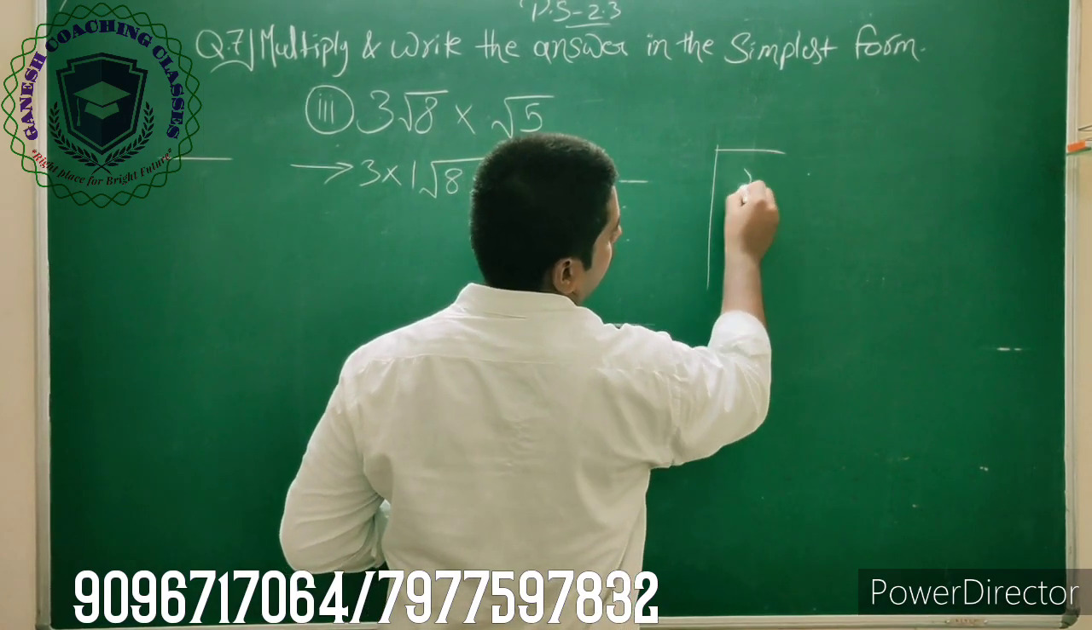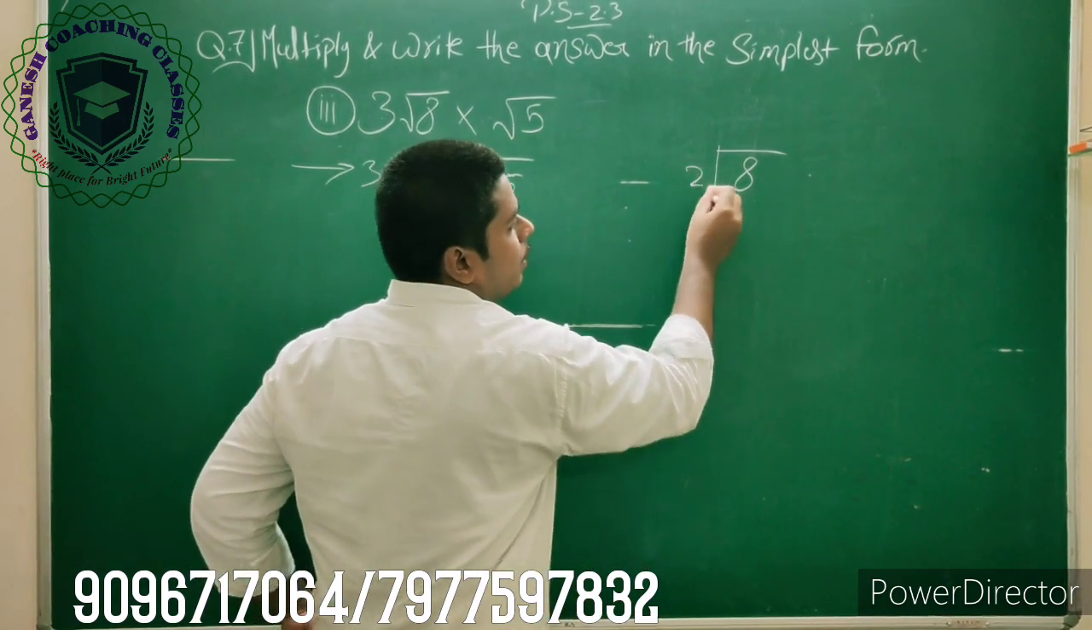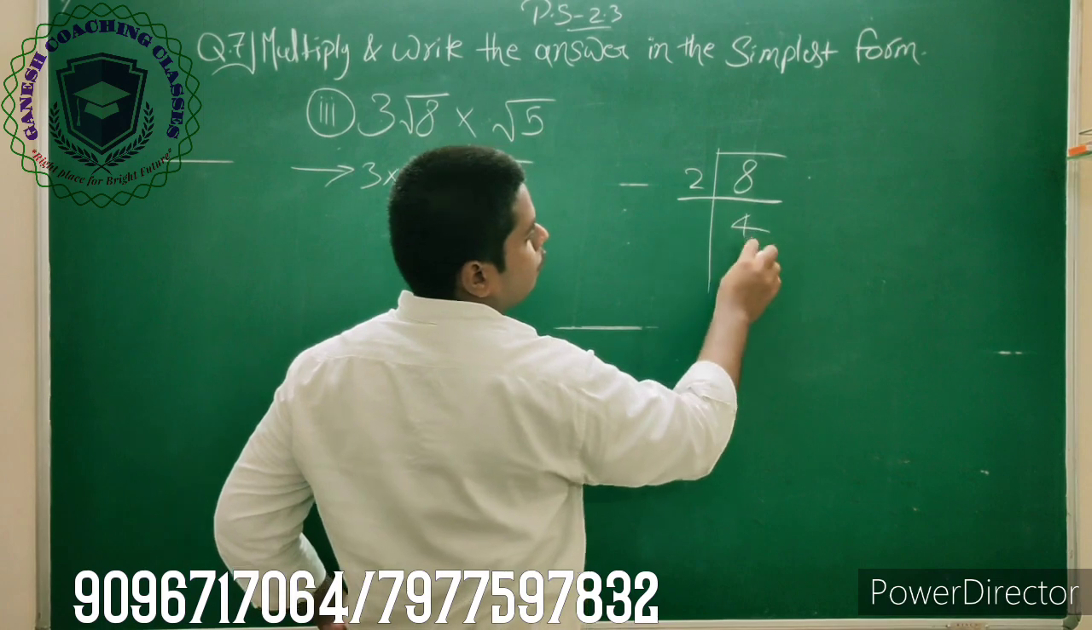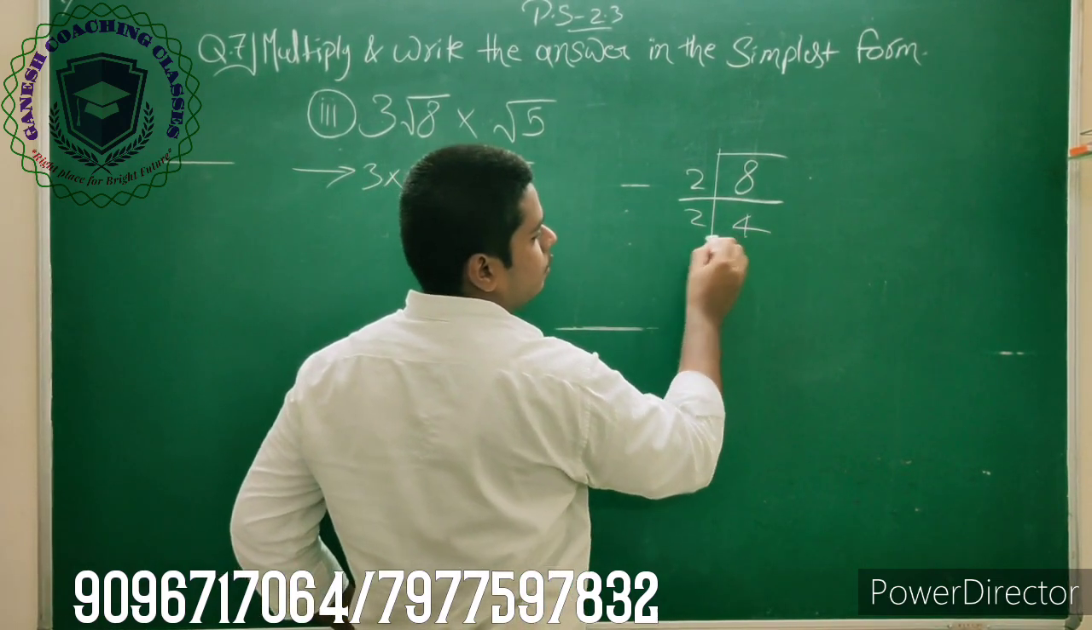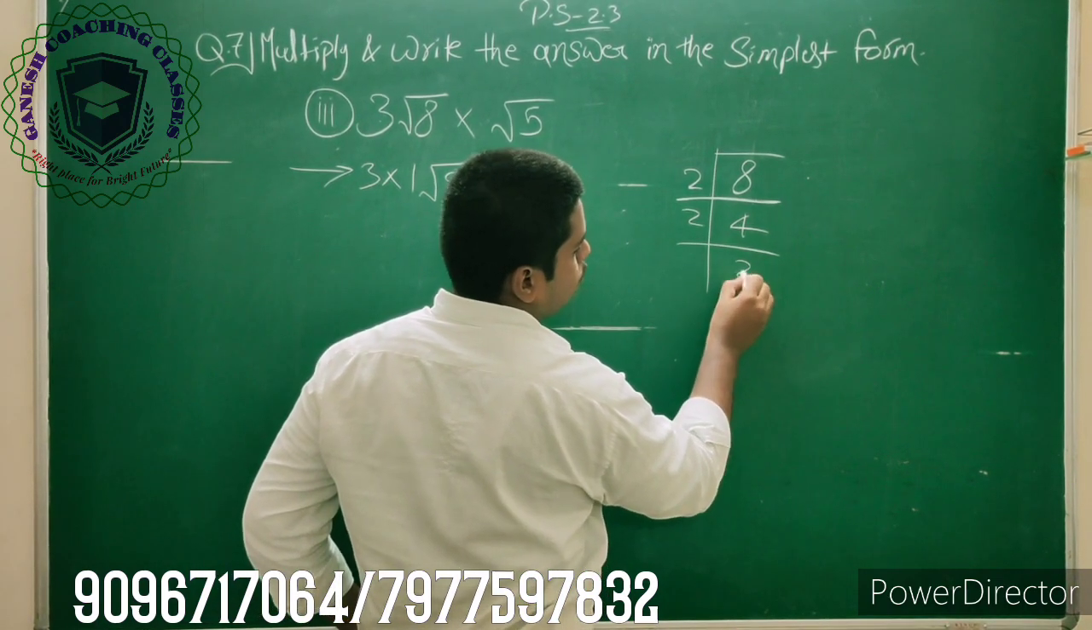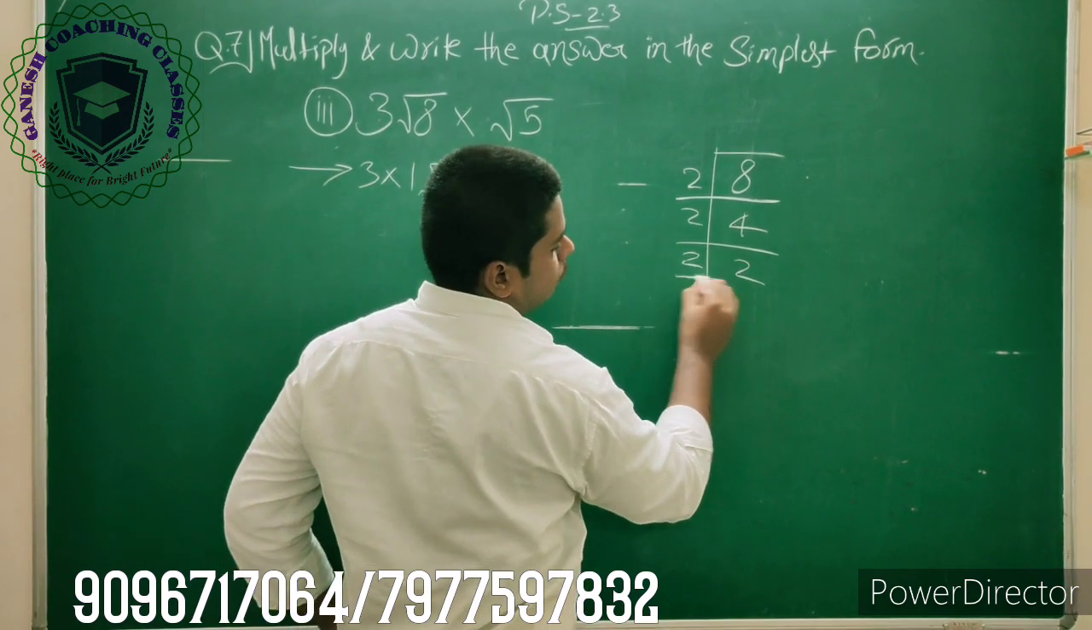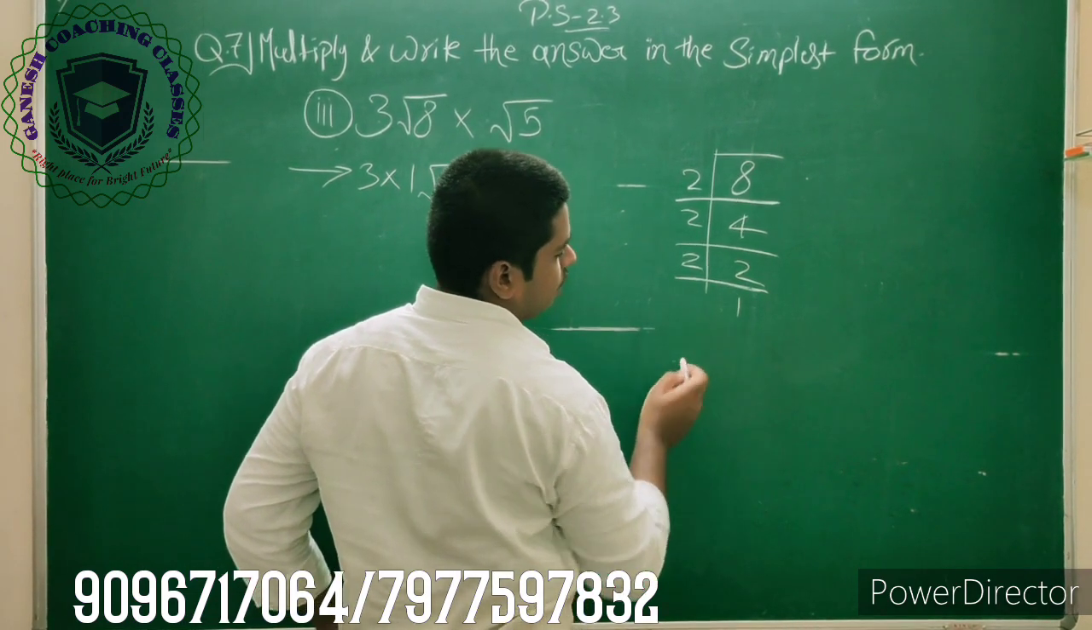So let's do it. 8 is even, so we will divide it by 2. Now we are getting here 4. 2 4s are 8. Now we will divide 4 by 2. Now we are getting here 2. 2 2s are 4. So we will divide 2 by 2, and we are getting here 1.